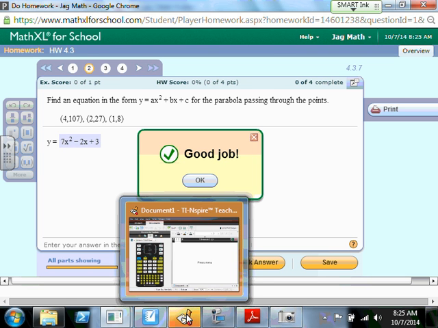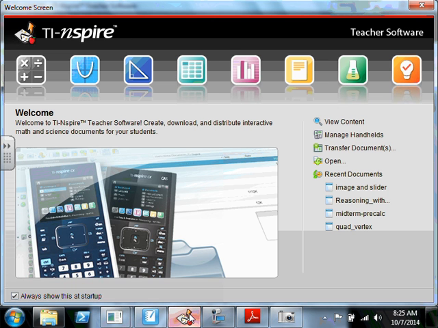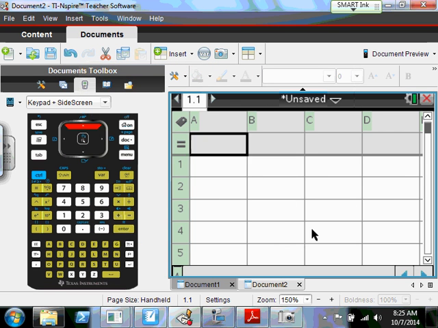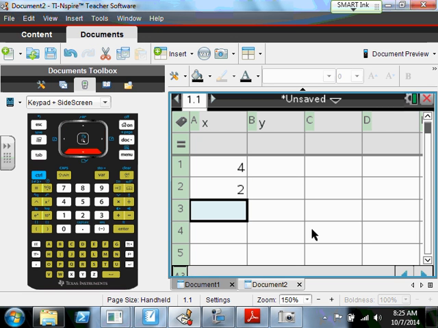Real quick, what I want to show you now is how to do this on the Inspire. This will be online if you want to watch it. I'm going to a list page. And in my Inspire, I'm going to put a label for X in column A and a label for Y in column B. And I'm going to put in my points. Oh gosh, I already forget. Well, what were my X's? Was it 4 and 2 and 1? And my Y's were 107, 27, and 8.